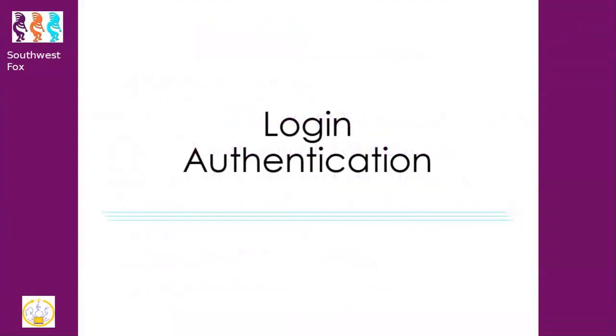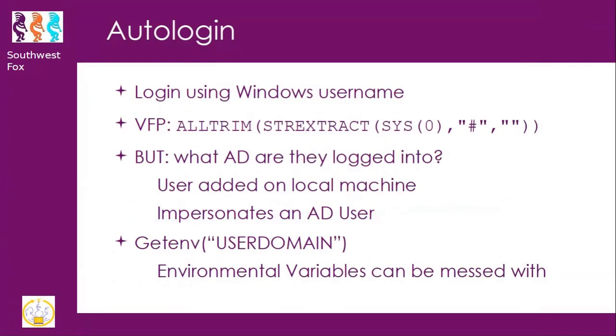Right. Login authentication. The first option we talked about was auto login, basically using the Windows username. I don't need to tell this audience how easily you can extract the Windows username in VFP. You can either use the environment variable or you can use the sys0 function. And there's your username. And as long as that username has got privileges in your app, they're in.